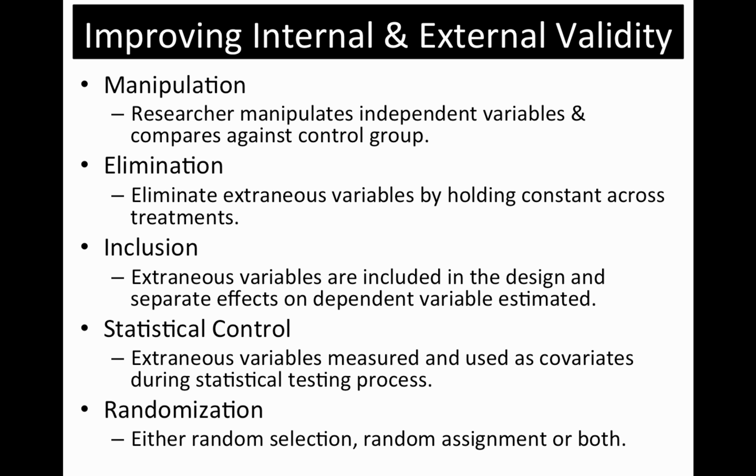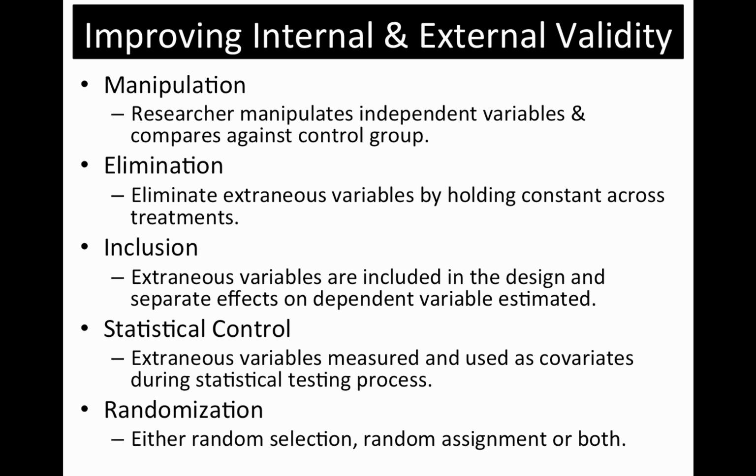Improving internal and external validity. The best research designs are those that can assure high levels of internal and external validity. Controls are required to assure internal validity of research designs and can be accomplished in five ways: manipulation, elimination, inclusion, statistical control, and randomization.